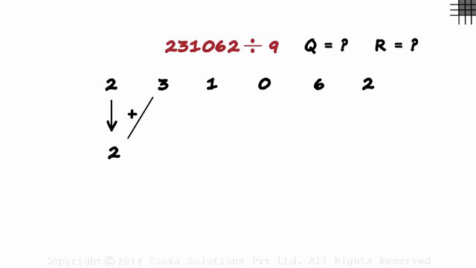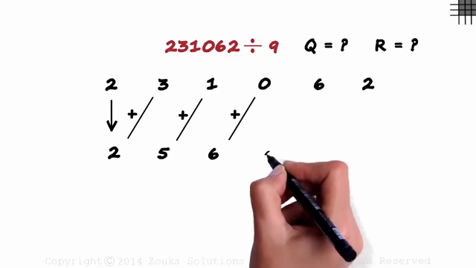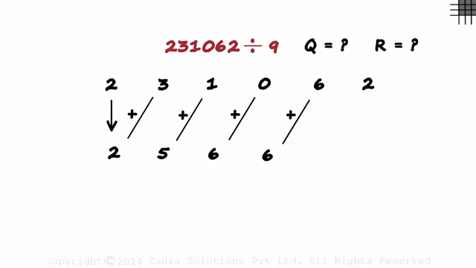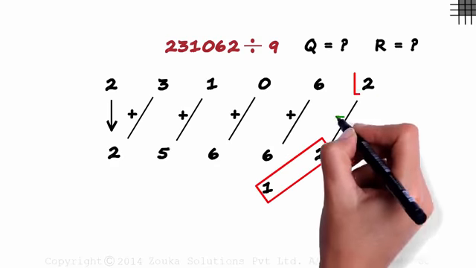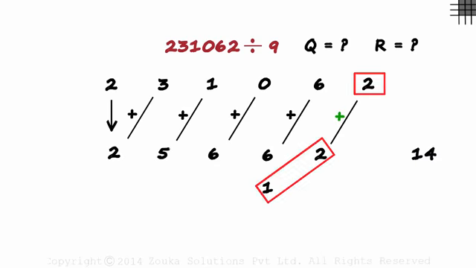2 plus 3 is 5, 5 plus 1 is 6, 6 plus 0 is equal to 6, 6 plus 6 is equal to 12. Now we cannot write a two-digit number here. So we write a 12 like this, 1 under a 6 and 2 here. And 12 plus 2 is equal to 14.